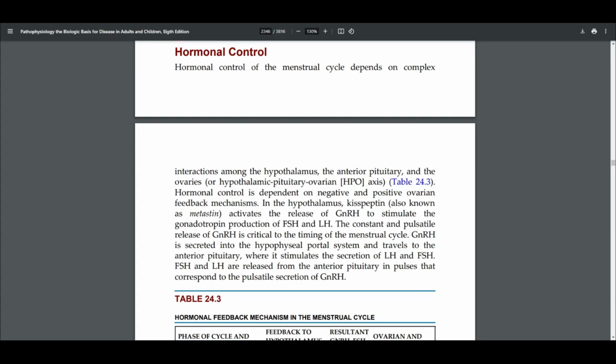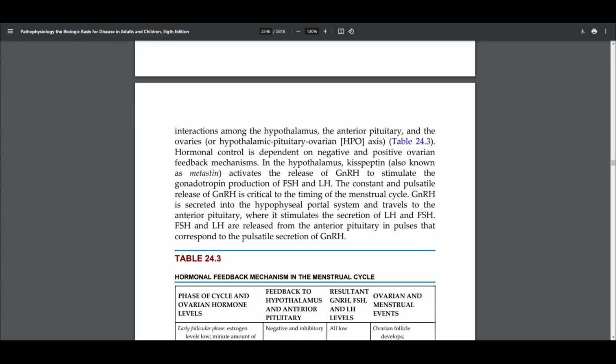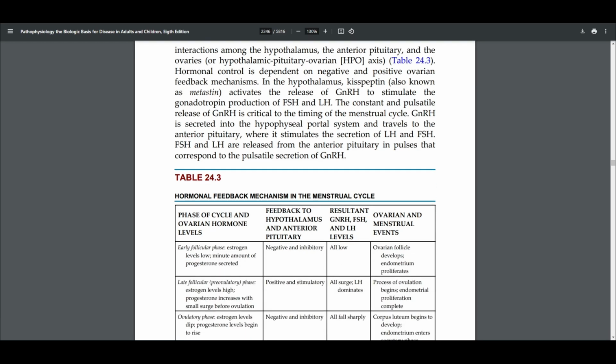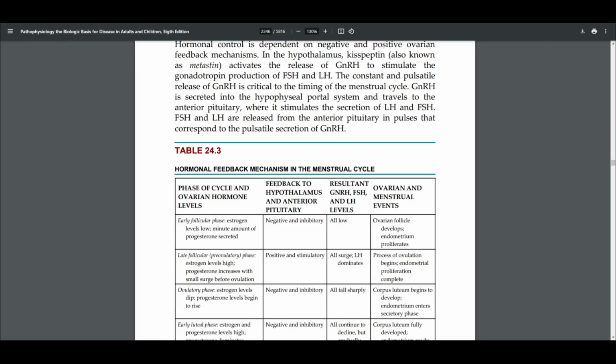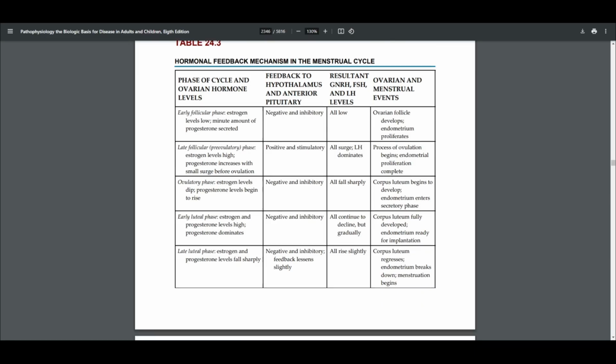GnRH is secreted into the hypophyseal portal system and travels to the anterior pituitary, where it stimulates the secretion of luteinizing hormone and follicle-stimulating hormone. FSH and LH are released from the anterior pituitary in pulses that correspond to the pulsatile secretion of GnRH. So here in this following table, we're looking at the hormonal feedback mechanism in the menstrual cycle. As always, here is a good spot to hit pause.